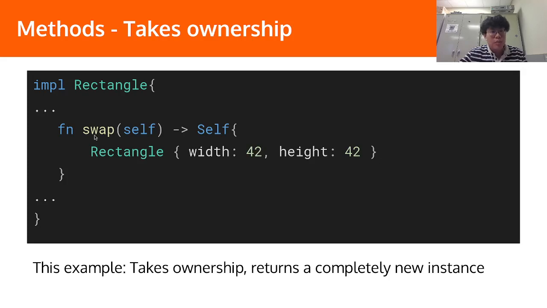Another way that the method can be called is when it takes ownership. So here we don't have the ampersand symbol, which means it's no longer a reference. It takes ownership of the instance, and specifically in this case, it returns a completely new instance. So it takes ownership and returns ownership as well. What happens is here it takes in the rectangle, and then it returns a completely new rectangle instance.